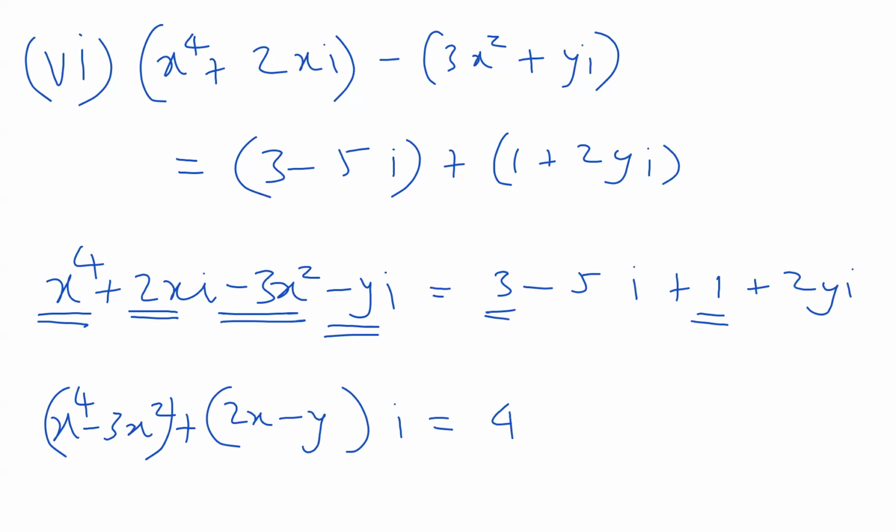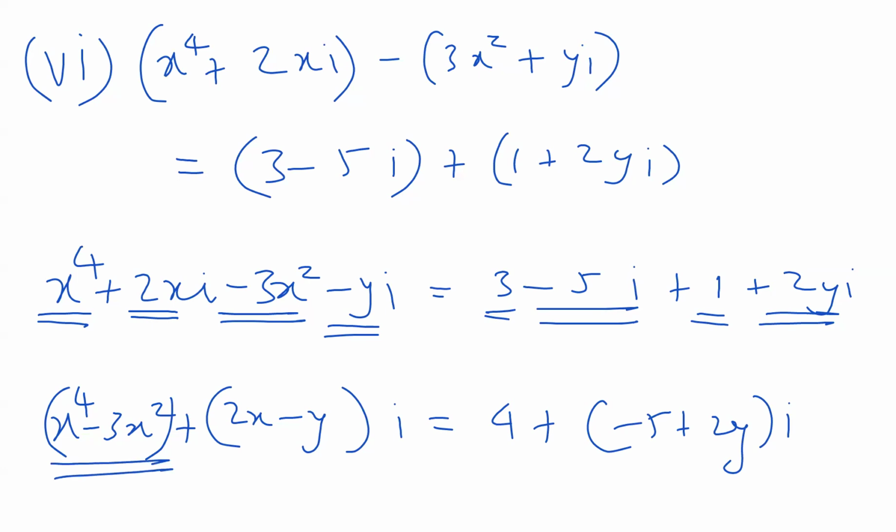This will be 4 plus bracket into i. So minus 5 plus 2y. So left-hand side also we have complex number format, a + bi. Right-hand side also we have complex number format, a + bi format. So we have to equate and get the answer, right? So x⁴ - 3x² equal to 4. I'm equating the real part on both the sides.